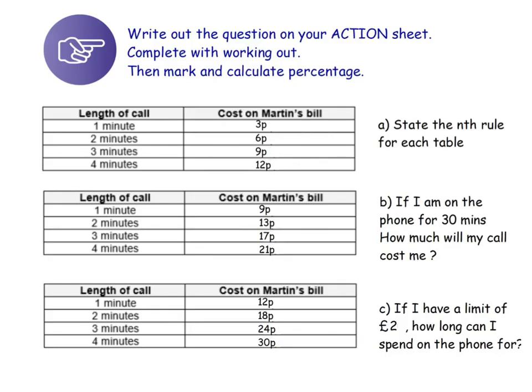So on your action sheet, you're going to complete the 3 questions that are on the screen. For each of them, I want you to state me the rule and then work out how much it's going to cost me for 30 minutes on the phone. And then I've changed it to £2 as opposed to £20, just because it's a lot of money otherwise. So see how long you can stay on the phone for £2. Okay. So full working out please on the action sheet, and then you need to pause the video to complete.